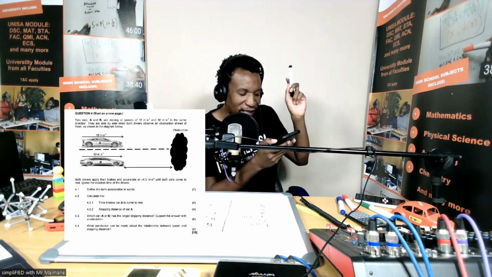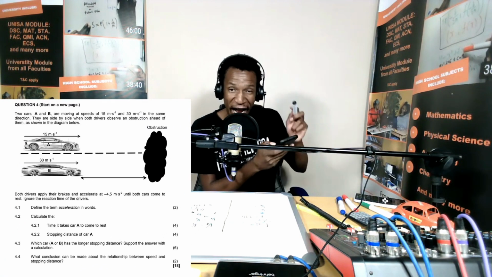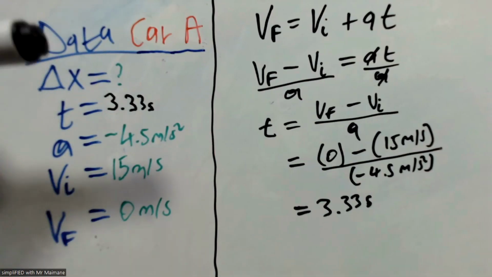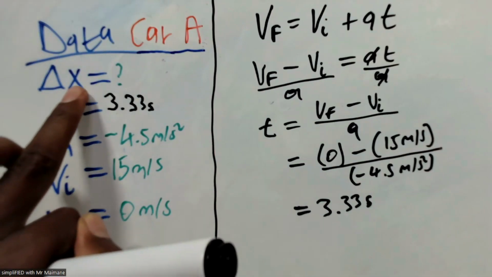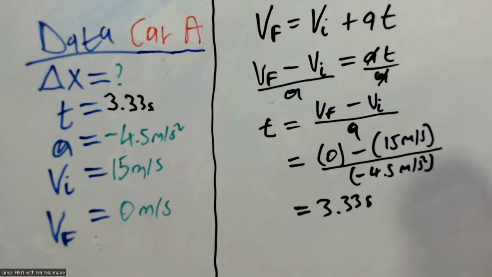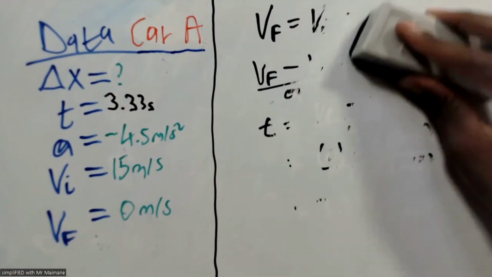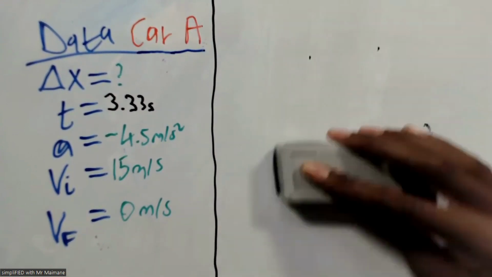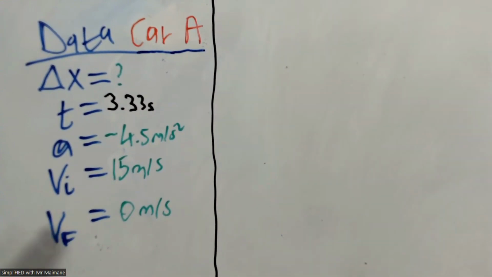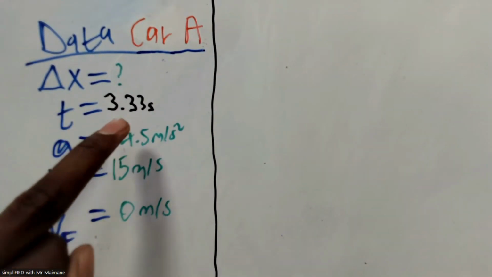4.2.2, they want us to calculate the stopping distance of car A. Like how long did it travel before it stopped? Still talking about car A now. We still have the same information. Now we just want to know the distance now. Again, having my new data, now I know T is equal to 3.333.